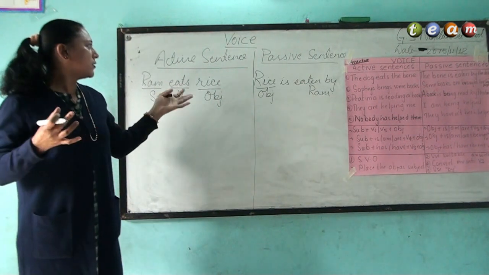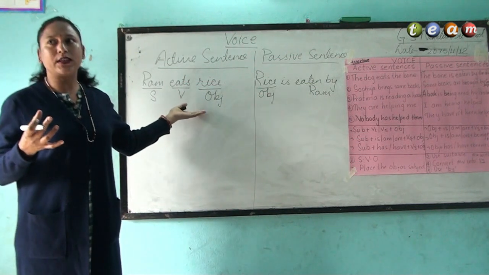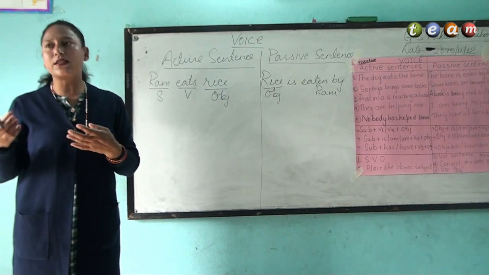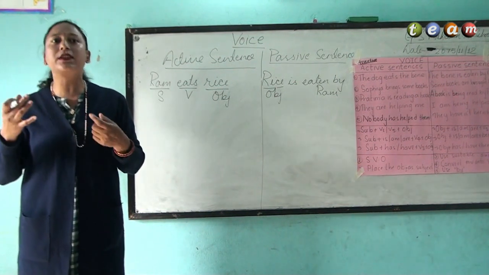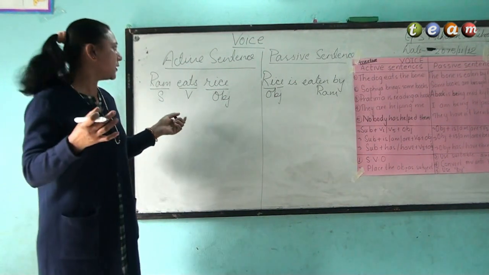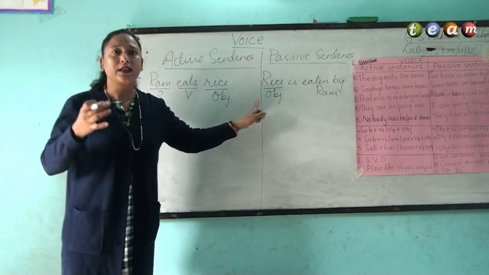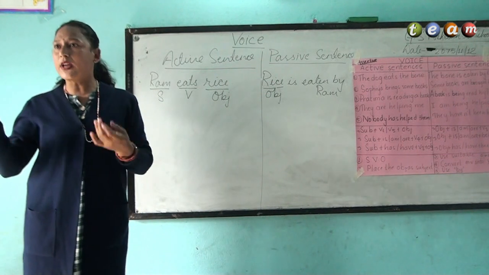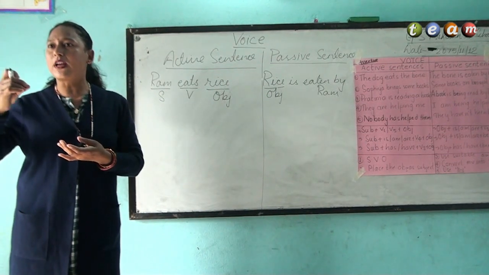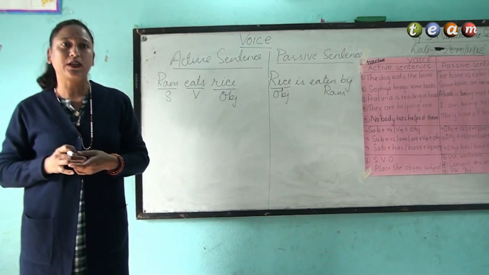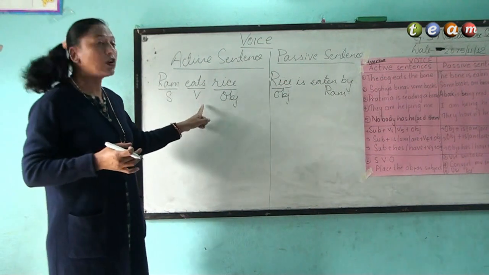And not only in grammar, when we do free writing too, we need to write different types of sentences having different structures. That's why it's necessary to learn to change from active sentence to passive sentence. It helps you to make your writing attractive. Okay, that is why we are going to learn it.